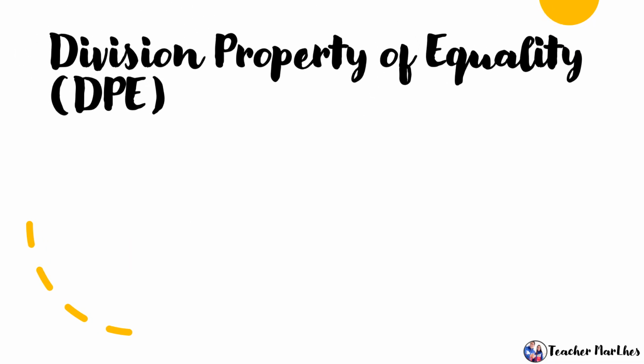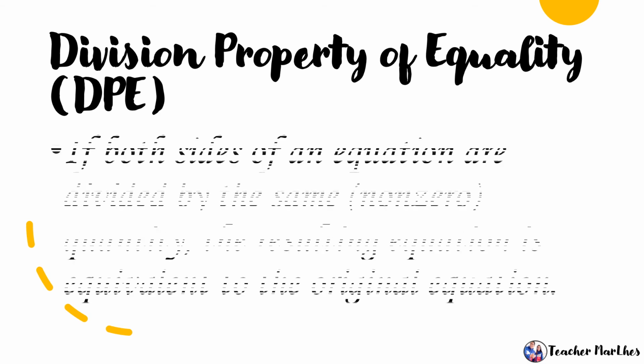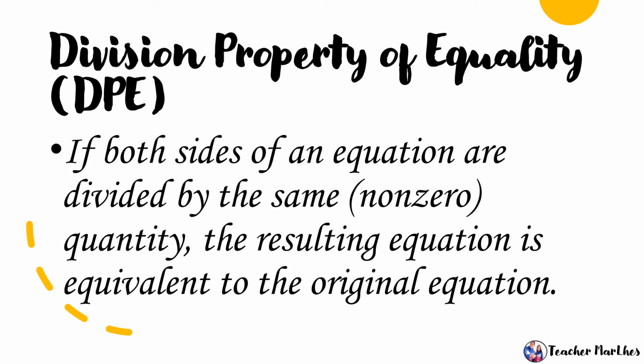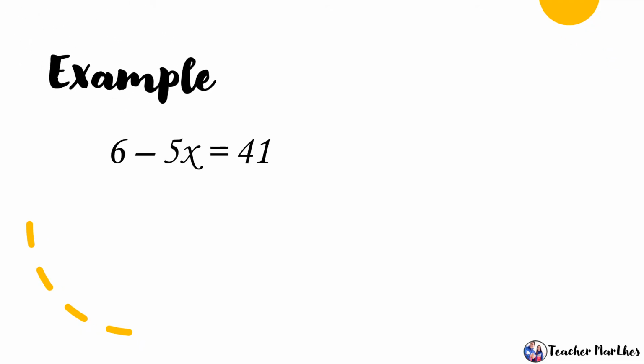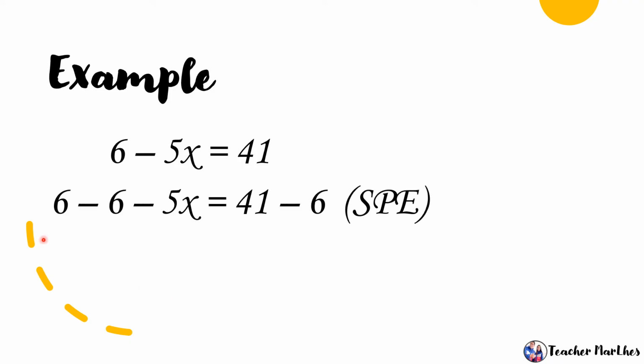The fourth property is the division property of equality. If both sides of one equation are divided by the same non-zero quantity, the resulting equation is equivalent to the original equation. Example, 6 minus 5x equals 41. To isolate negative 5x, we will use subtraction property of equality. So we have 6 minus 5x equals 41 minus 6.